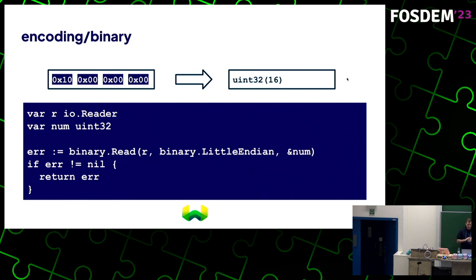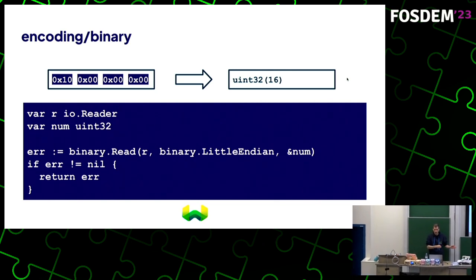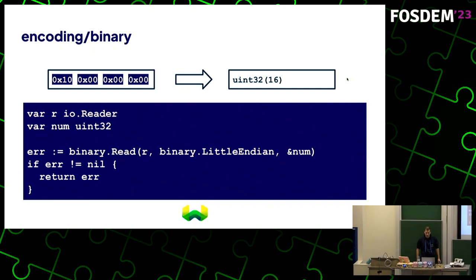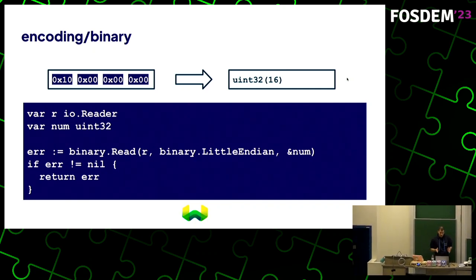And there we have this binary.Read method, which I think looks really cool. To me, it looks like idiomatic Go, because it has the io.Reader interface, like everyone's favorite interface. And you can put all of that stuff in there. And if you run this code and there's no error, then basically you get exactly what you want. You can turn those 4 bytes that were somewhere on disk into our in-memory representation of that uint32.